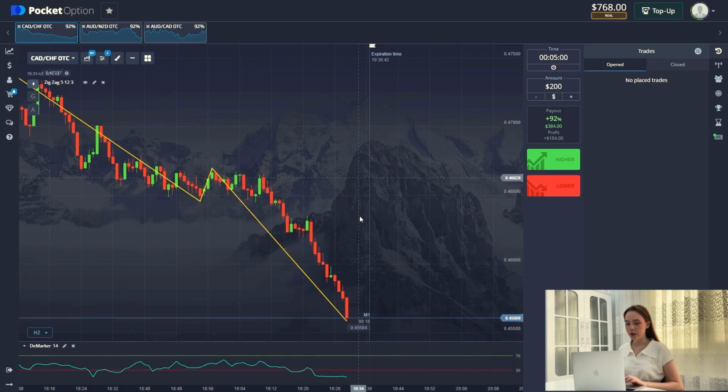And here we are already on the broker's website. Above you can see the currency pair that I have chosen in advance. Starting balance for today is $768. Time frame of the first trade will be 5 minutes, and we will open trades for $200. And let's quickly move to the first currency pair.